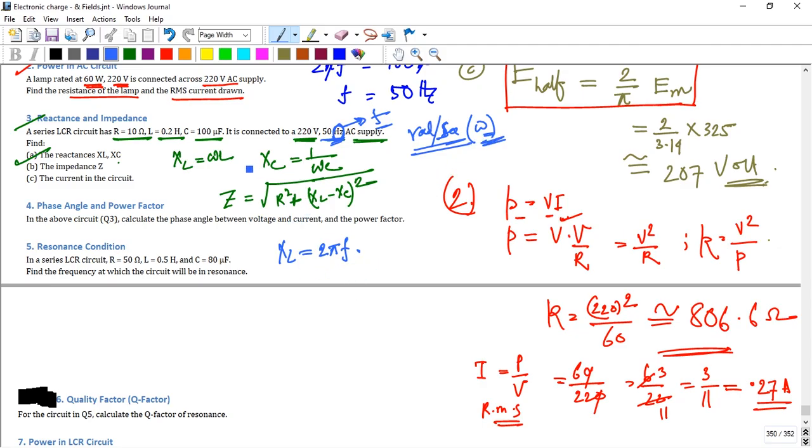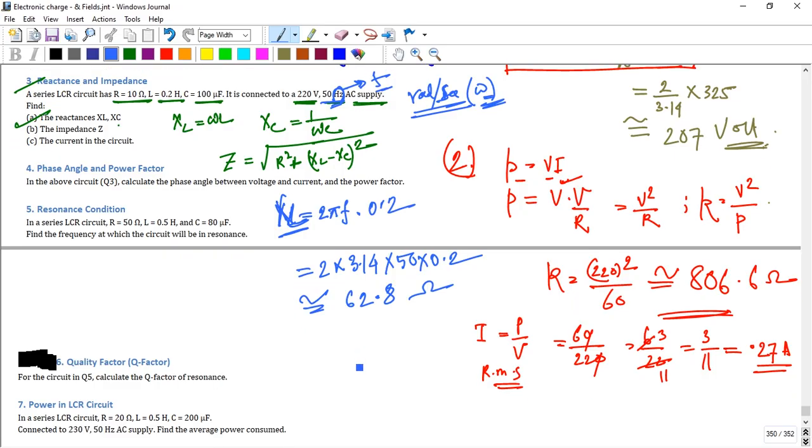Okay, so here times L given 0.2 Henry, so 2 pi means 3.14, frequency is given 50 hertz, times 0.2, and solve this, so you get 62.8 ohm. Okay, that's the inductive reactance XL. So what is the capacitive reactance?